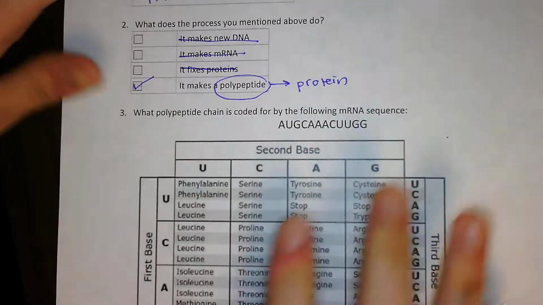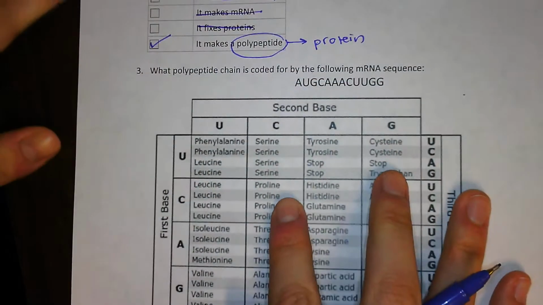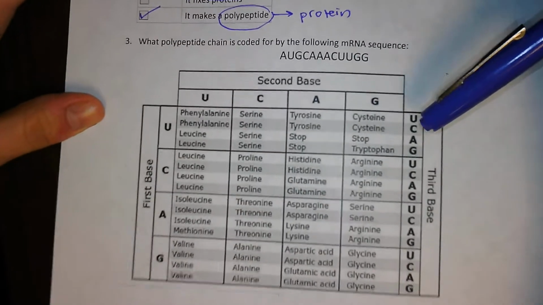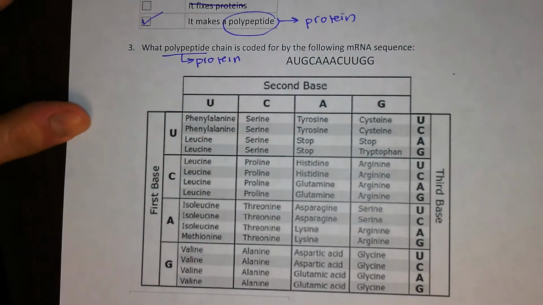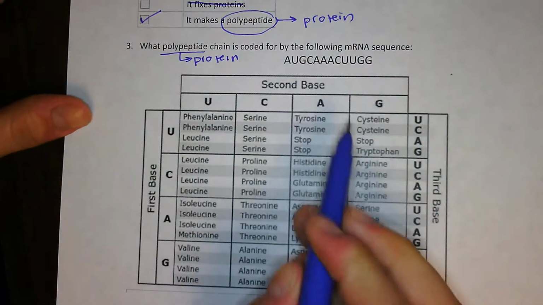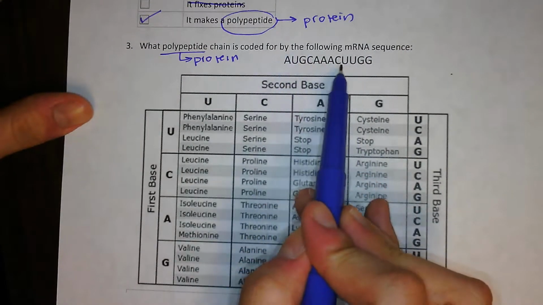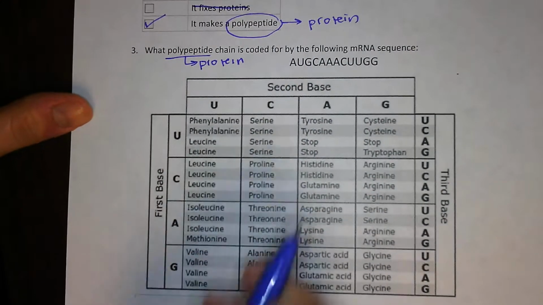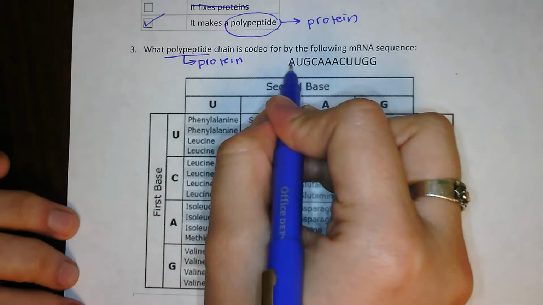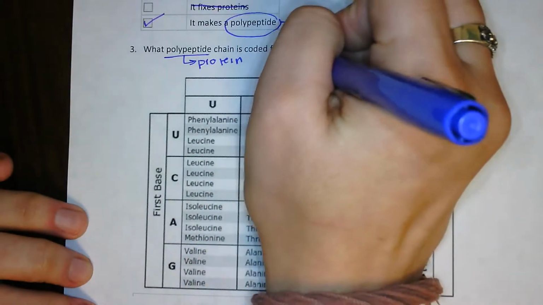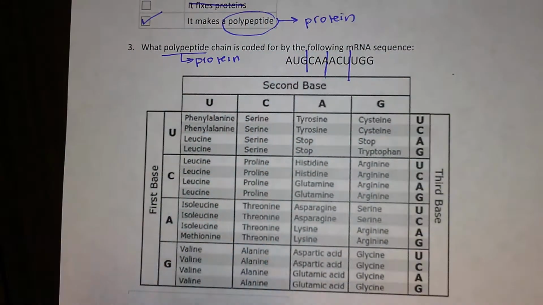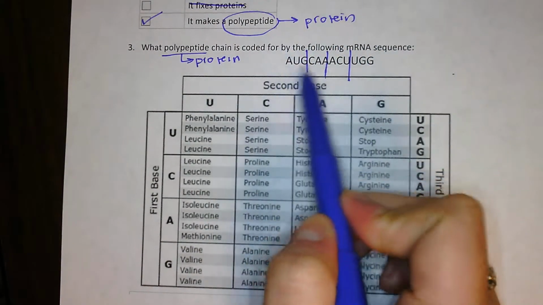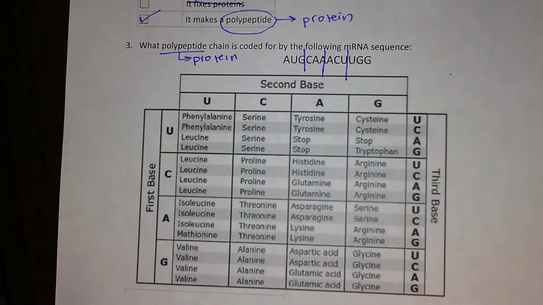All right. Number 3. Which polypeptide chain, so they're asking about a protein here, is coded by the following mRNA sequence? So they gave me mRNA. I know this is mRNA because it has U's in it and no T's, no thymines. So how I need to use this is separate into codons, groups of 3 bases. So 1, 2, 3, 1, 2, 3, 1, 2, 3. So I know that by the end, I should have 1, 2, 3, 4 amino acids.